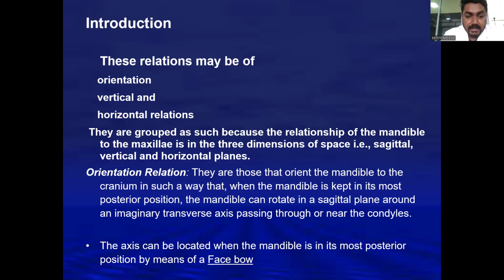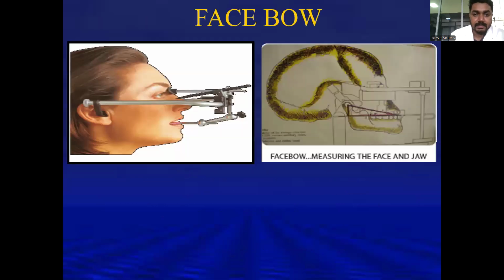The orientation relations orient the mandible to the cranium in such a way that when the mandible is kept in its most posterior position, the mandible can rotate in the sagittal plane around an imaginary transverse axis passing through or near the condyle. So this is what we are doing. Orientation jaw relation means we are orienting the maxillary cast to the cranium, or we are trying to locate the hinge axis. The axis can be located when the mandible is in the most posterior position, that is, in centric relation position.